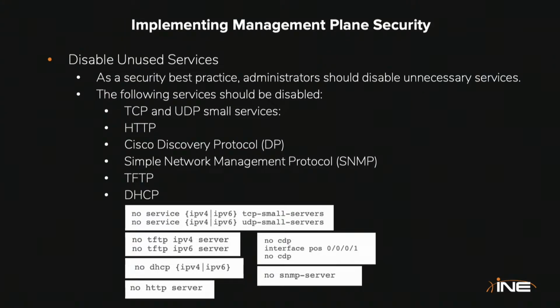And again, CDP is enabled by default. The command to enable CDP is CDP run if you're doing it globally, or if you're enabling it on the interface, it's CDP enable. But if you do want to disable that, you can do it globally or under the interface. The command is no CDP run globally, or under the interface, you would say no CDP enable. And to disable SNMP, the command is pretty straightforward, no SNMP server.